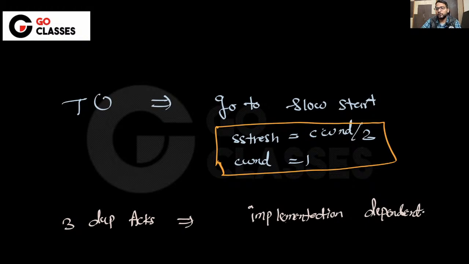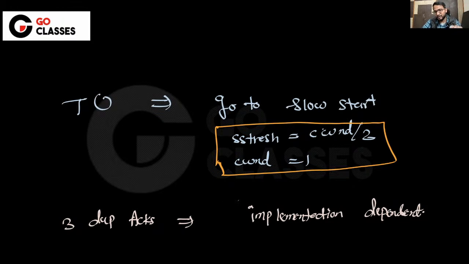Okay. Now the question is, will GATE ask you what's going to happen on the 3 duplicate ACKs? Answer is no, because it is implementation dependent. If they have to ask you, they will give you, okay, this is the thing that is going to happen on the 3 duplicate ACKs. If any test series is having that kind of question, where they assume any implementation by their choice, then just don't follow that test series.